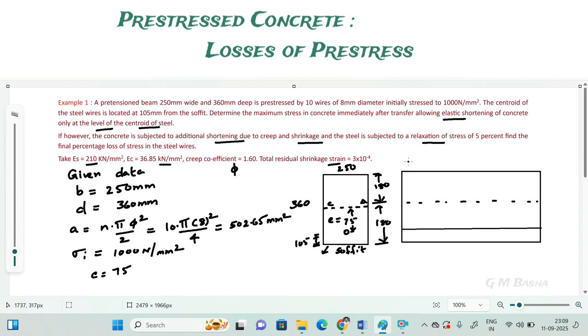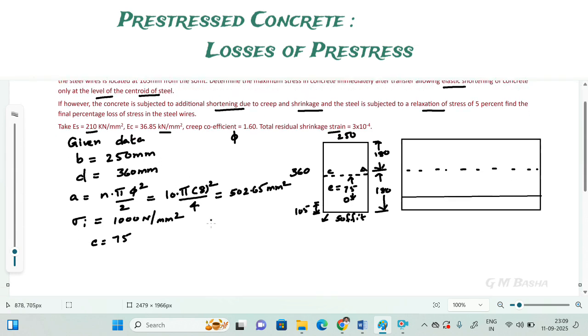See here, the first step: what we have to do. First, it is always best to find the area. After obtaining the given data, it is best to find the area of the beam. So 250 by 360.